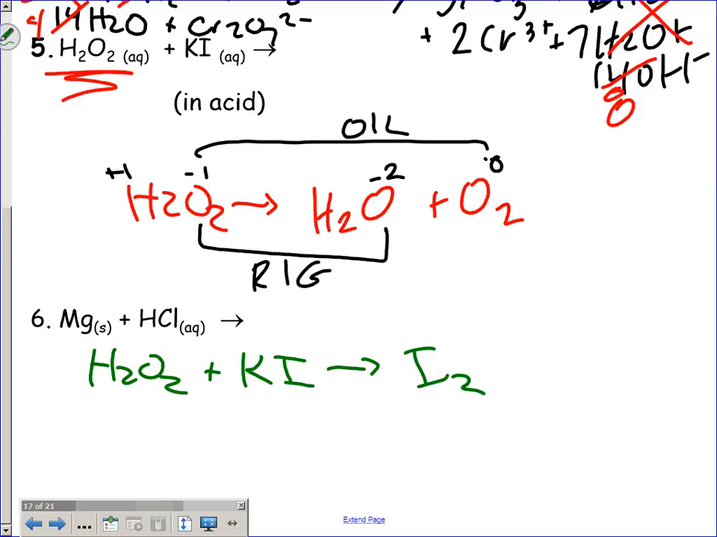Is that being oxidized or reduced? I1 minus, which is iodide, going to I with a free element oxidation state of 0. So that's being oxidized, right? So if you don't have your cheat sheet in front of you, which of the peroxide products is going to happen? Forming of water or forming of oxygen? Water, because it has to be the reduced version, correct?